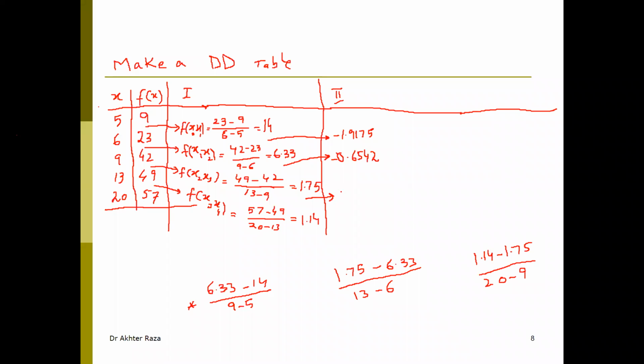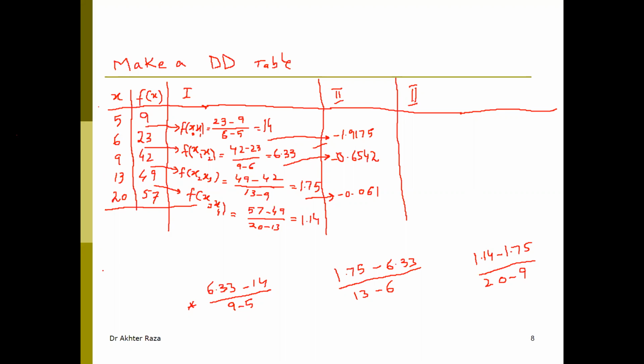This is minus 0.061. Now in the third order divided differences, we have only two values. This can be computed by minus 0.6542 plus, because we have a double minus here, plus 1.9175 divided by 13 minus 5, because this is to be computed in between 13 and 5. So here we have the answer.